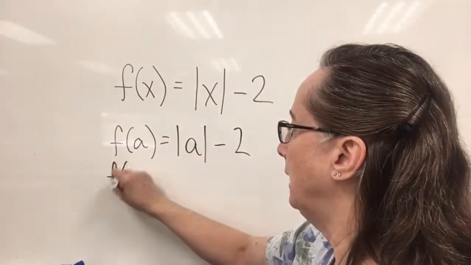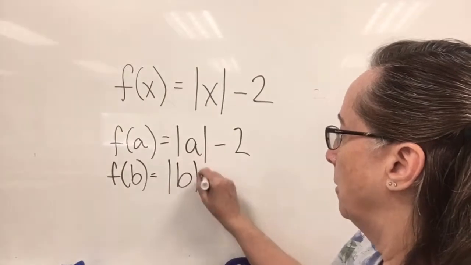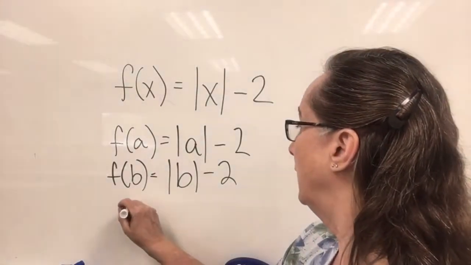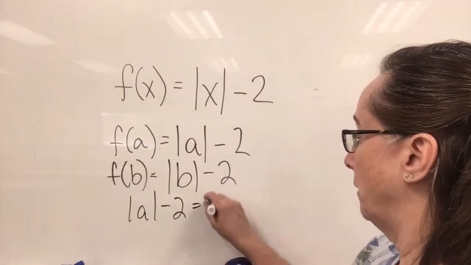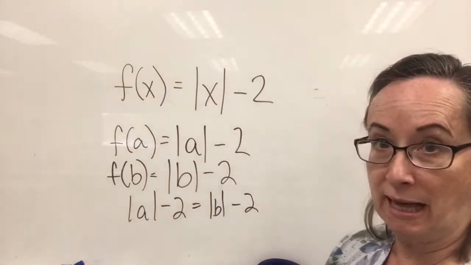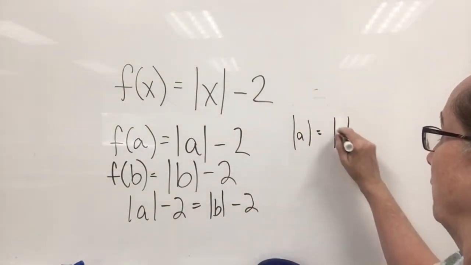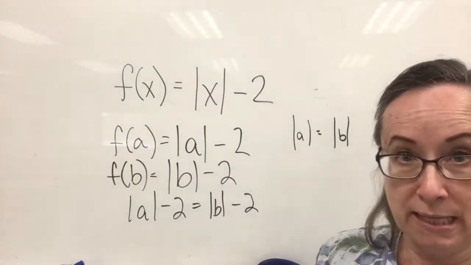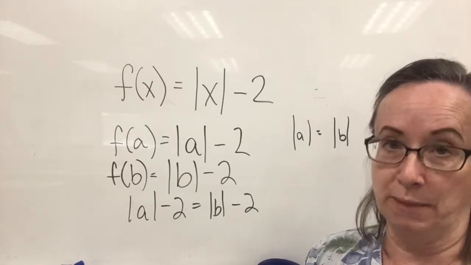And f of b is equal to absolute value of b minus 2. Now, if f of a is equal to f of b, then absolute value of a minus 2 must be equal to absolute value of b minus 2. When I add 2 to both sides, I get absolute value of a is equal to absolute value of b. And that does not mean that a is equal to b. That means that a is equal to plus or minus b.